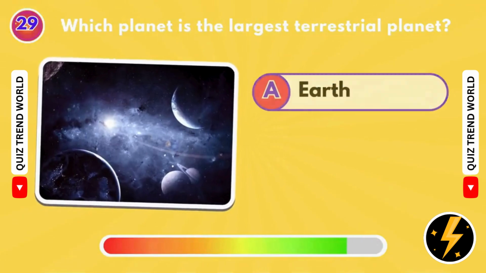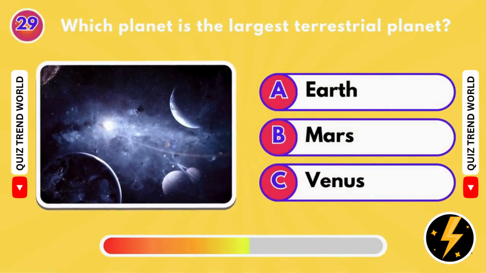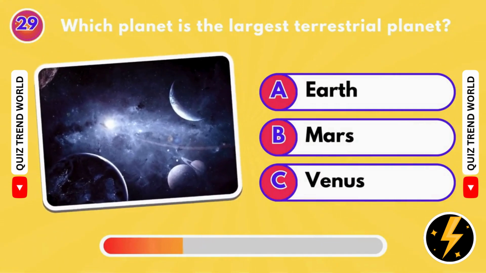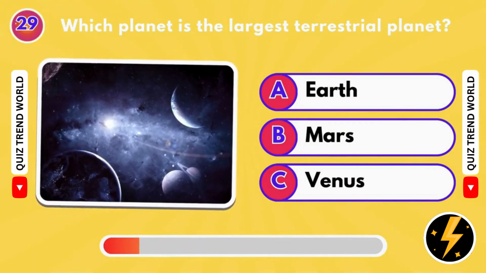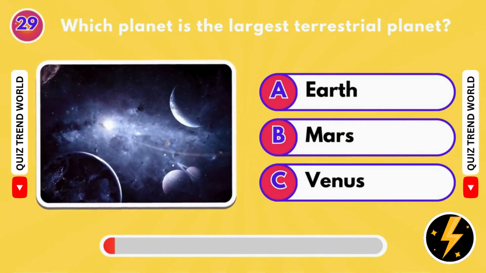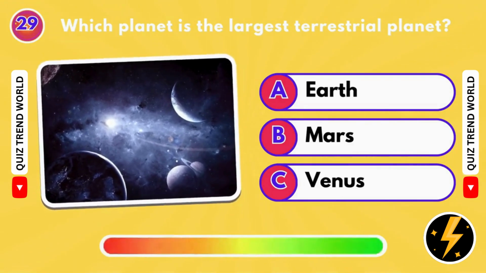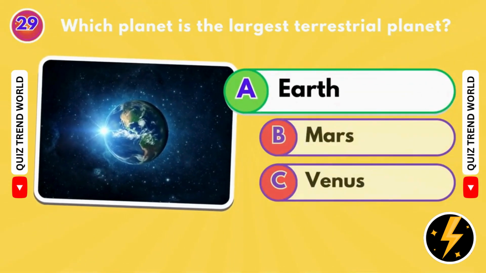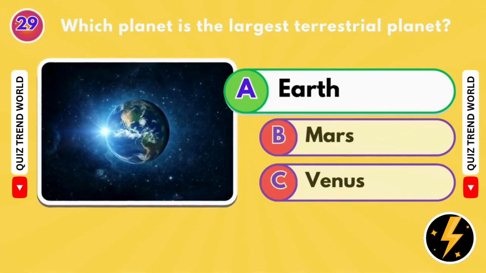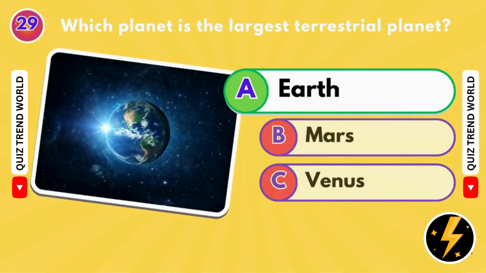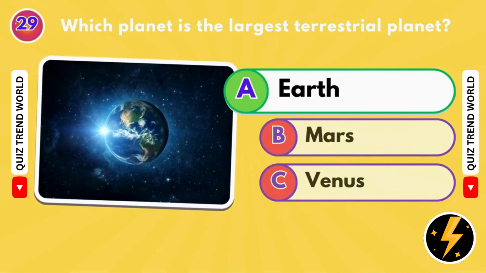Which planet is the largest terrestrial planet? Earth, Mars, or Venus? Earth. Of the 4 terrestrial planets, Earth is the largest and the only one with extensive regions of liquid water.